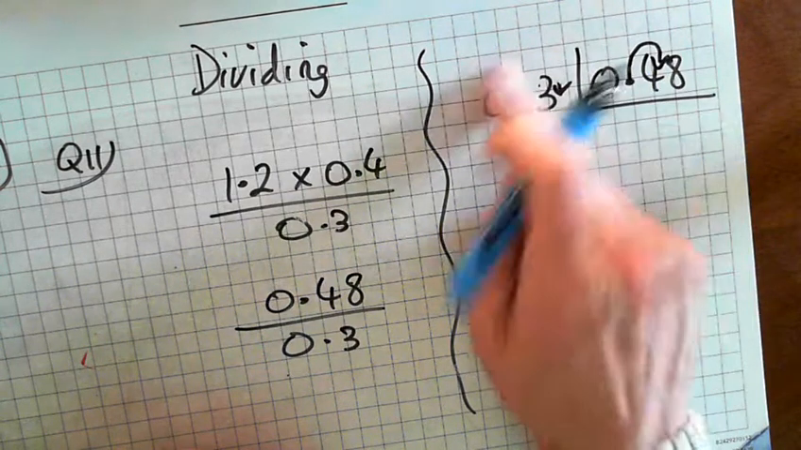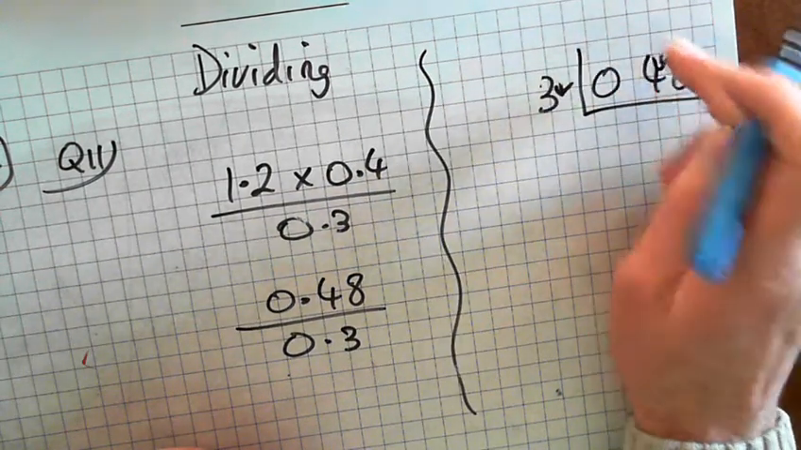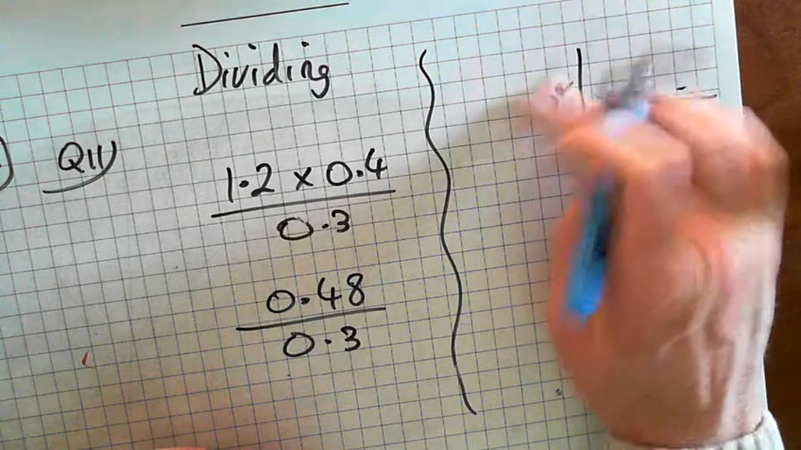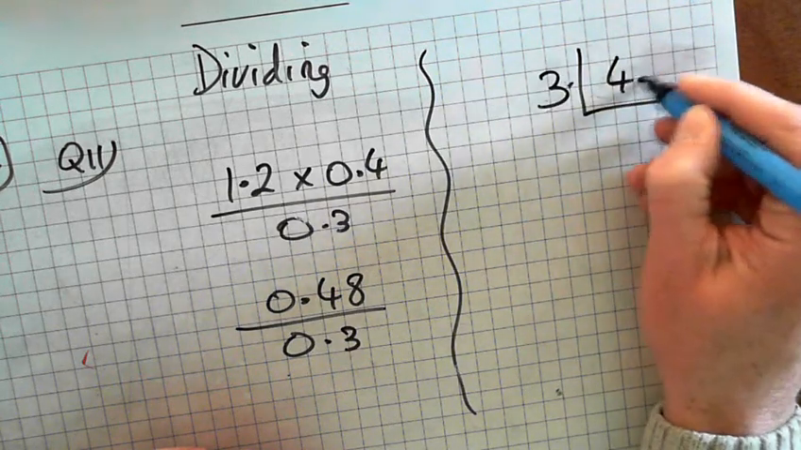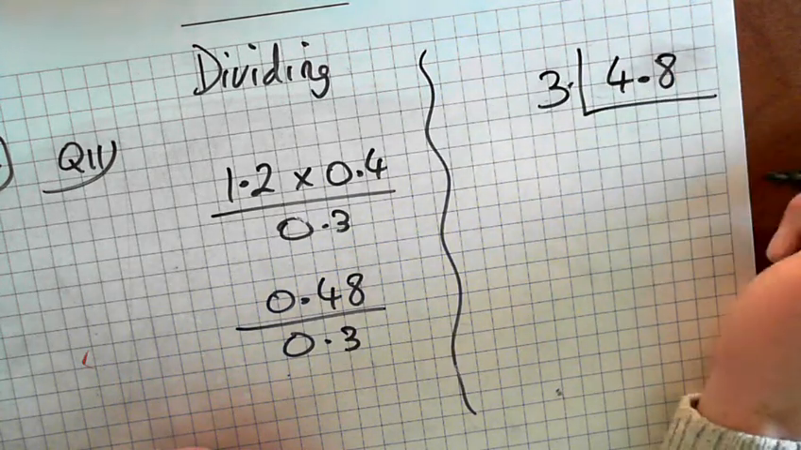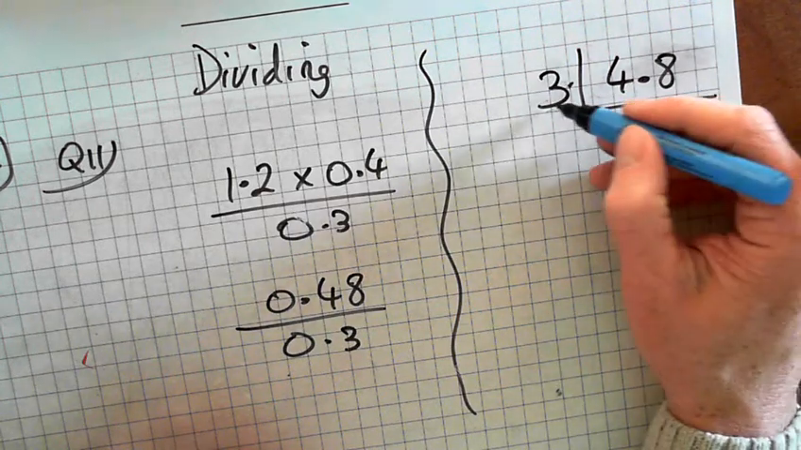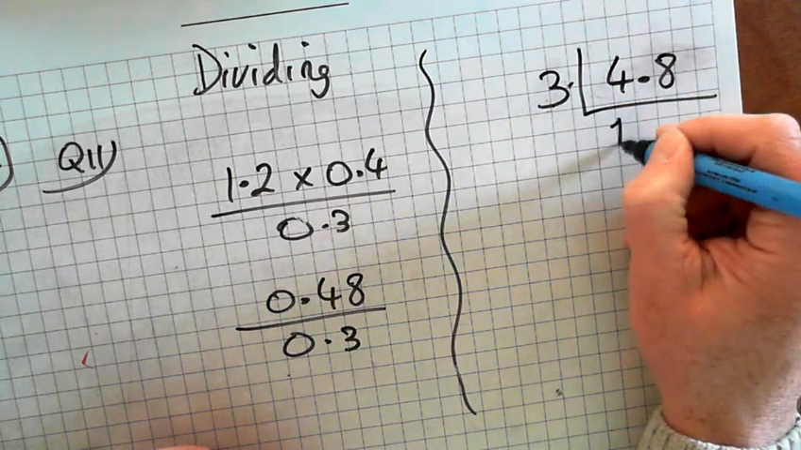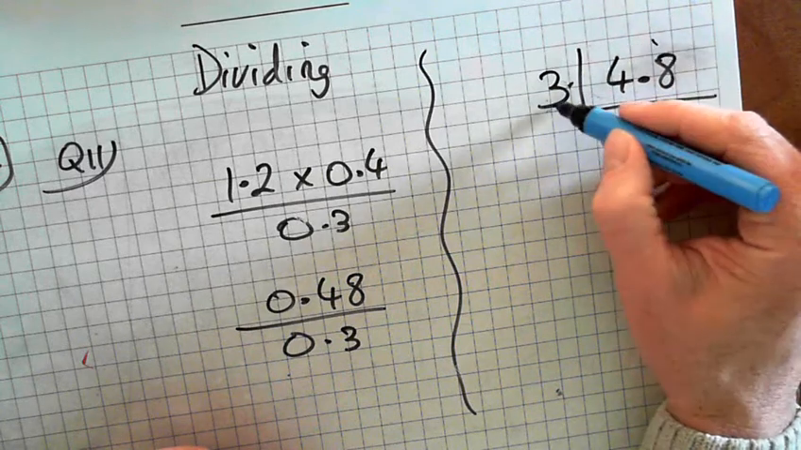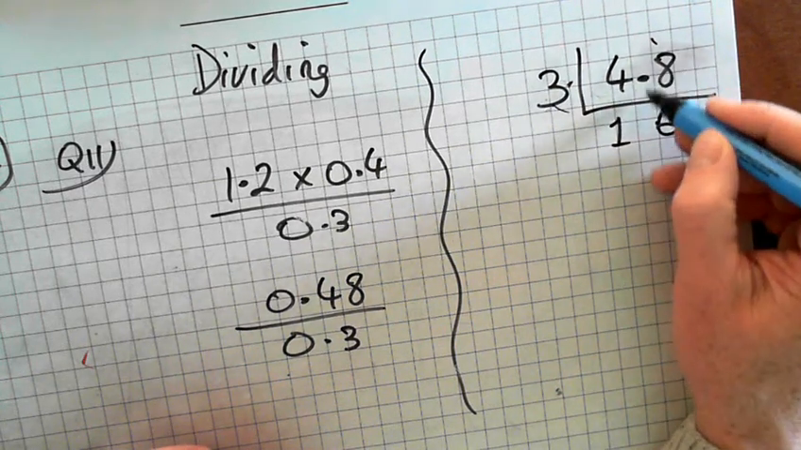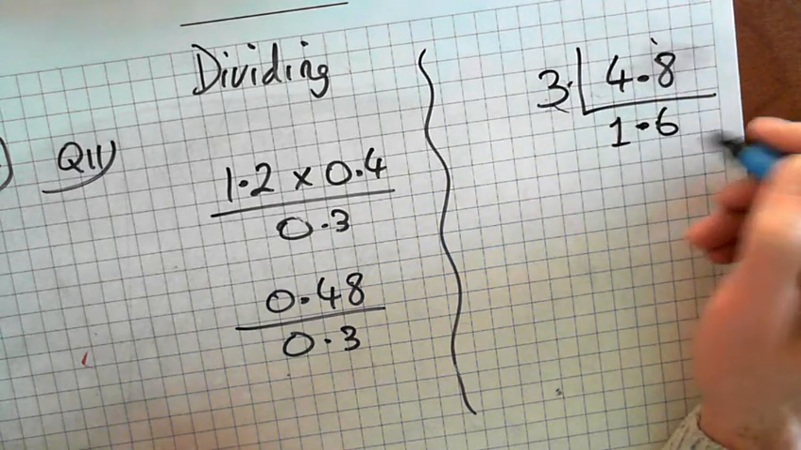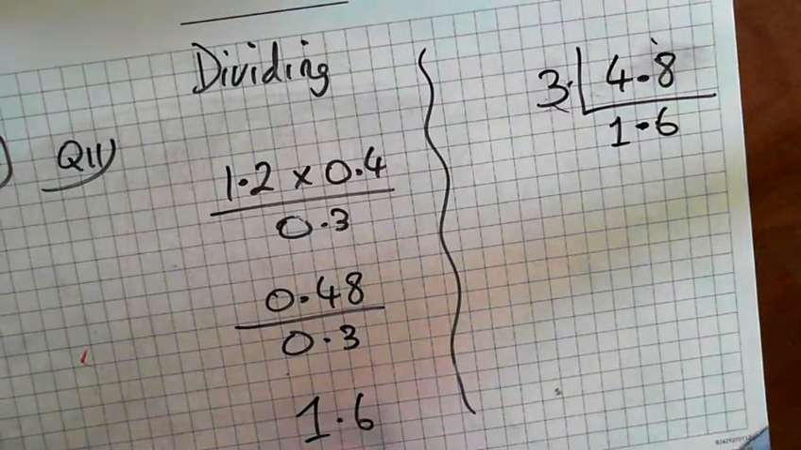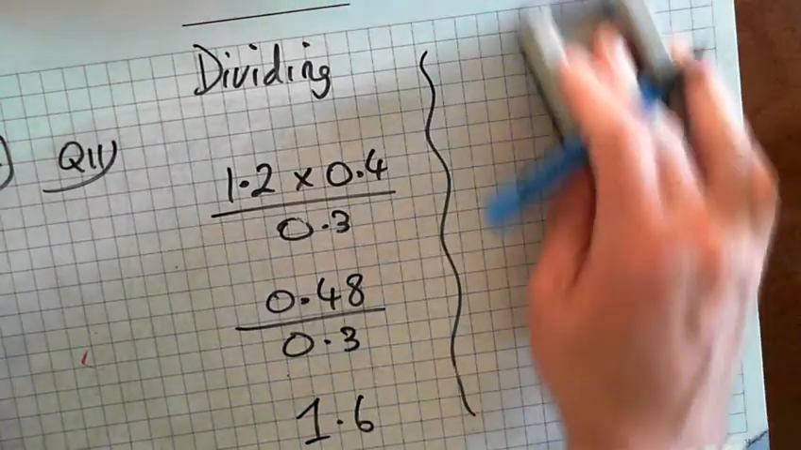So what do I get? I get 3 and I get 4.8. Right, now divide. Just divide normally. 3 and 4 goes once and 1 over. 3 and 18 goes 6 times. And just bring the decimal point down. The answer is 1.6. Right, we'll do another question like that.